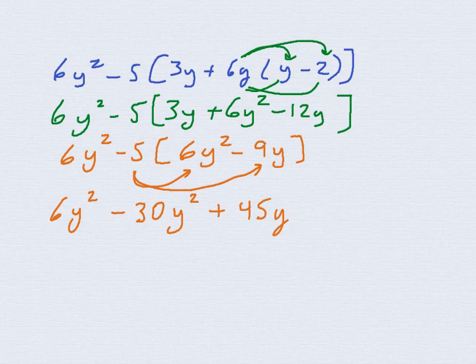Are there any like terms? Always ask yourself, are there any like terms? And there are. So 6 take away 30 is going to be negative 24y squared. And lastly, plus 45y. So step by step. Careful, careful.